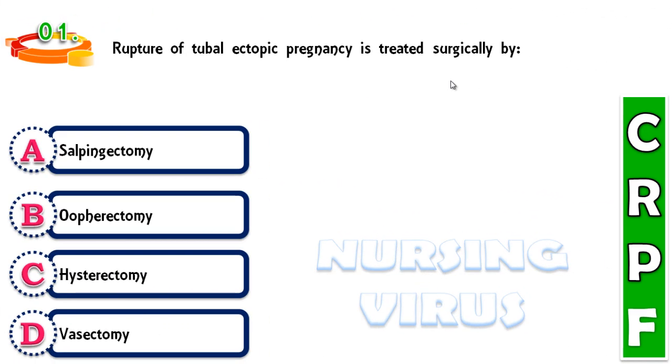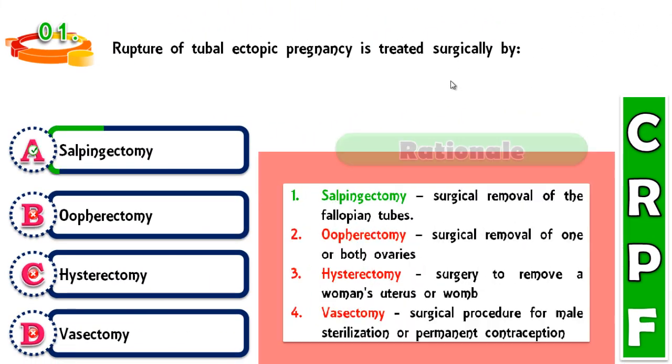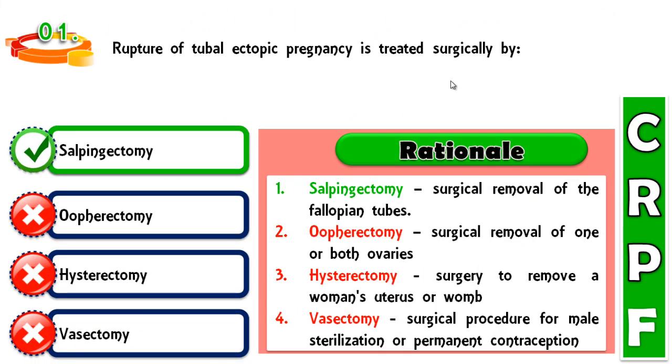So the question number 1. Rupture of tubal ectopic pregnancy is treated surgically by salpingectomy, oophorectomy, hysterectomy, and vasectomy. So the correct answer is salpingectomy.